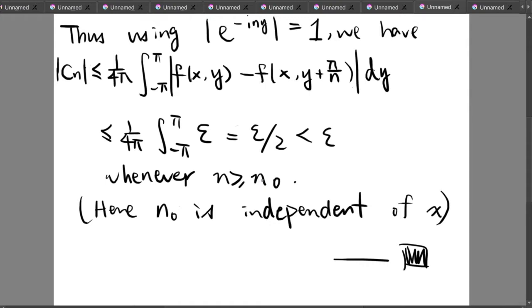And here we know that it is independent of x, because in this expression the x values are the same, this is x and this is also x, and therefore n naught is independent of x. And we are done with the proof of our previous theorem, because this lemma is equivalent to saying that I2 will tend to 0 uniformly in the interval negative pi to pi.